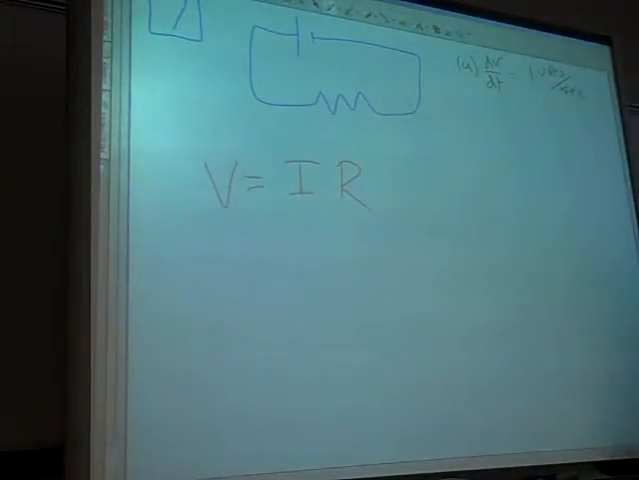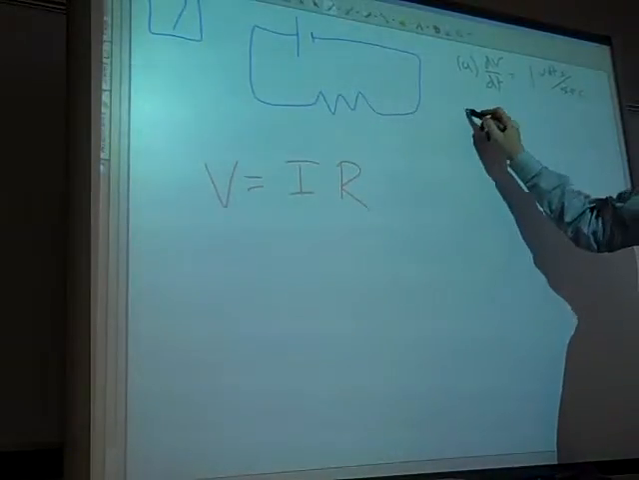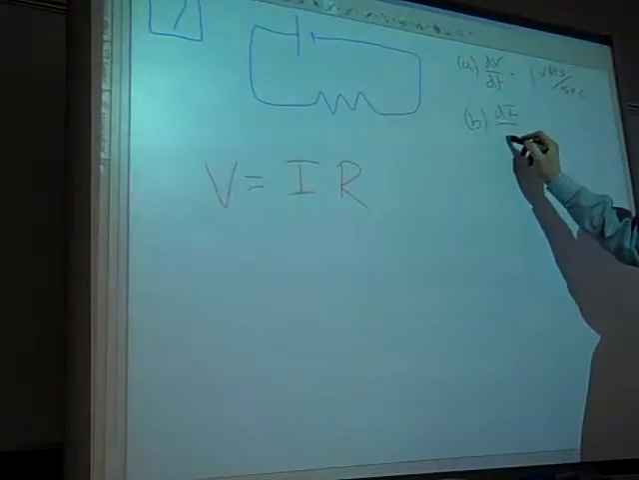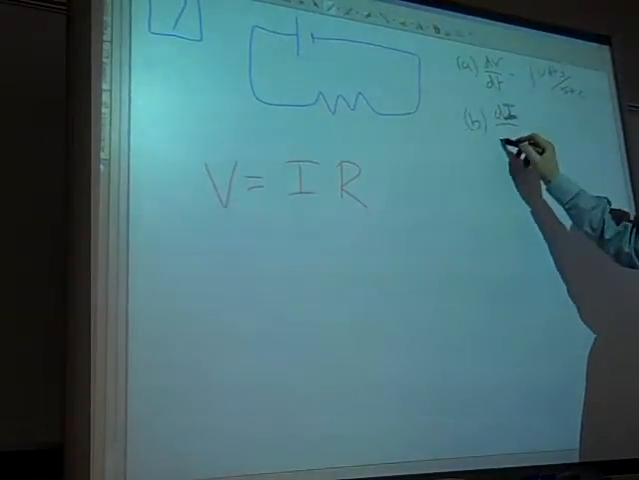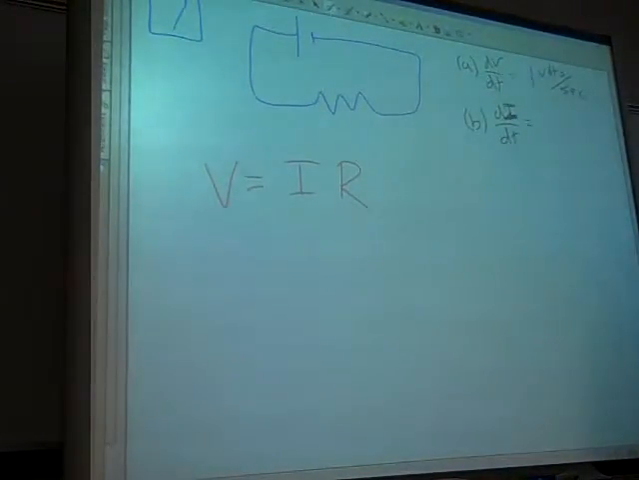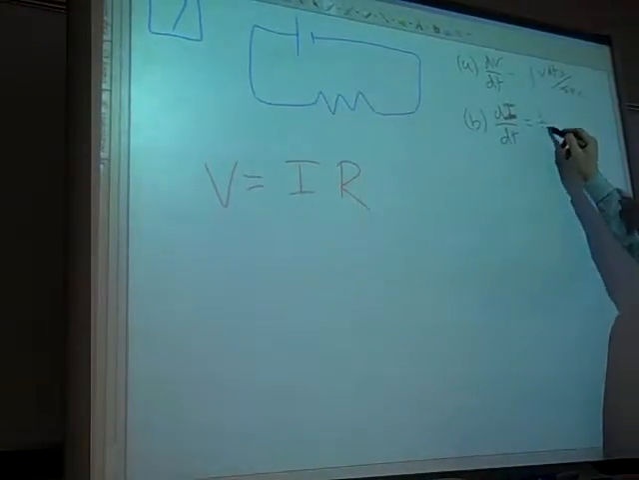Part B says, what is the value of the current as it changes with respect to time? And I think it tells you that also, doesn't it? Yep. 1/3 amperes per second.